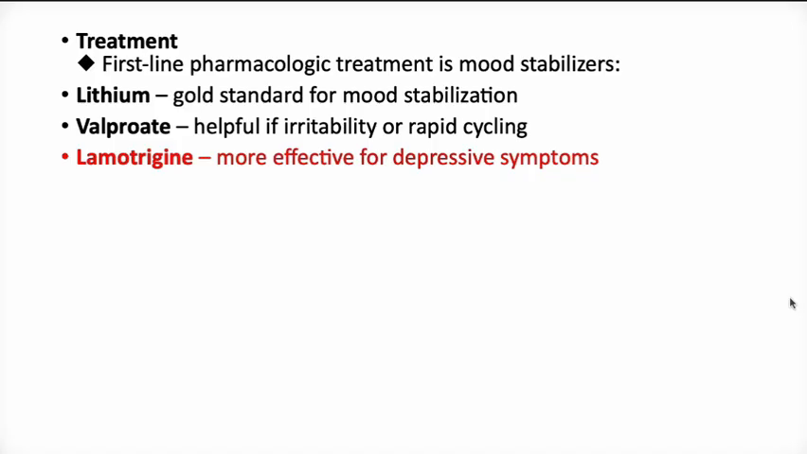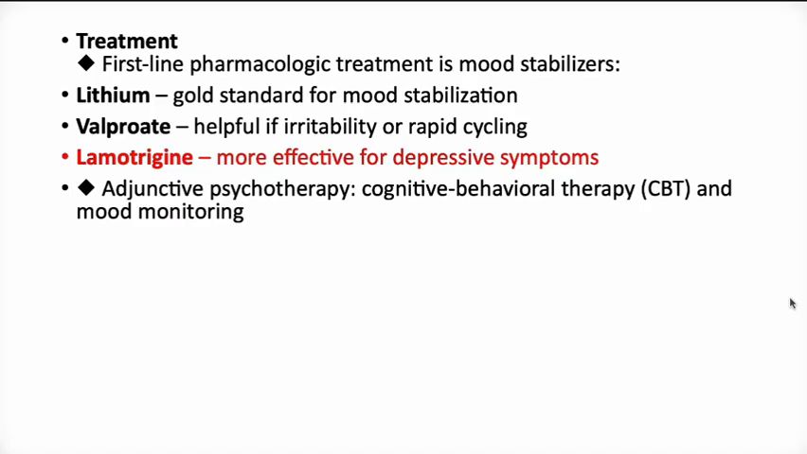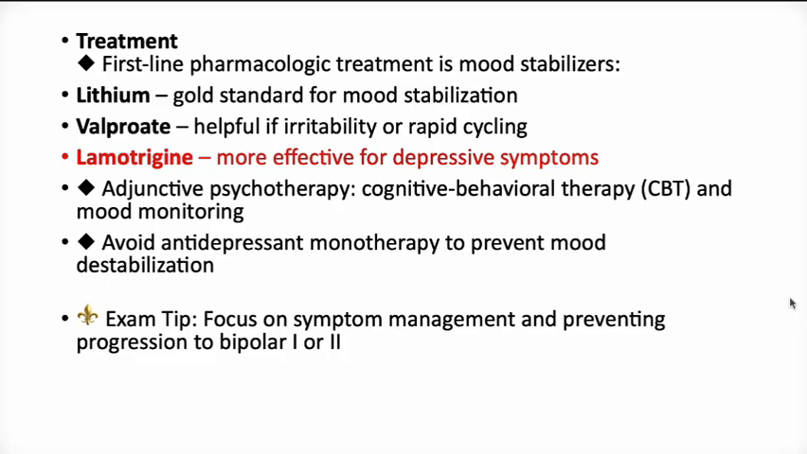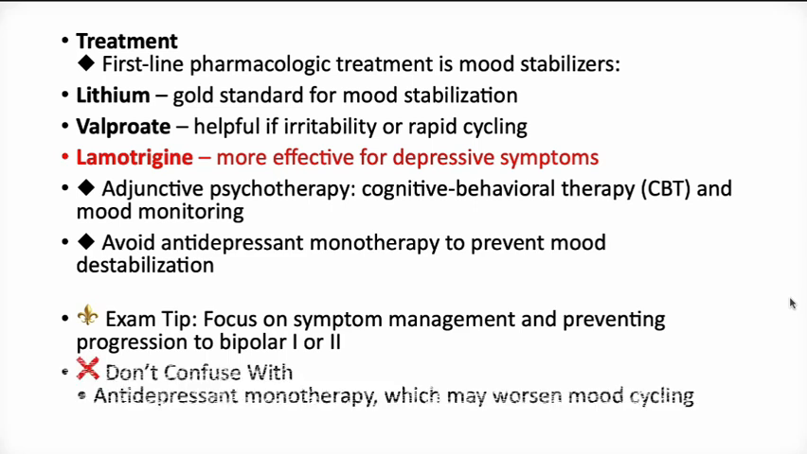Are they asking what is the gold standard? Are they asking you what's the best medication for somebody who's dealing with rapid cycling, who's really irritable, or lamotrigine if somebody's dealing mostly with the depressive symptoms? Adjunctive psychotherapies like CBT and mood monitoring can be utilized in conjunction with pharmacological treatments. And as always, avoid antidepressant monotherapy because this can cause mood destabilization. Exam tip, focus on symptom management and prevent progression to bipolar 1 or bipolar 2. Don't confuse this with antidepressant monotherapy, which can worsen the mood cycling.